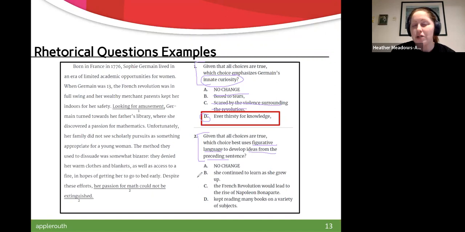She continued to learn as she grew up. Not really anything figurative there. No imagery or anything. The French Revolution would lead to the rise of Napoleon. Not really figurative. She kept reading many books. Not figurative either. The only thing that has any figurative language is going to be choice A. Again, her passion being extinguished. That is a figurative language piece. So again, no matter what sounds best, we're answering the question above all. That helps make these a little bit more straightforward at the end of the day.